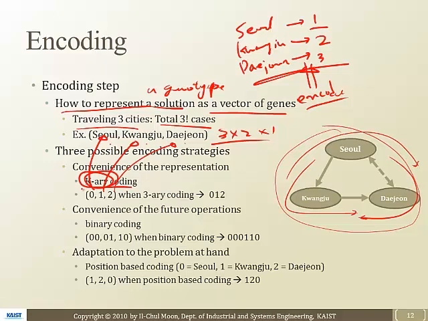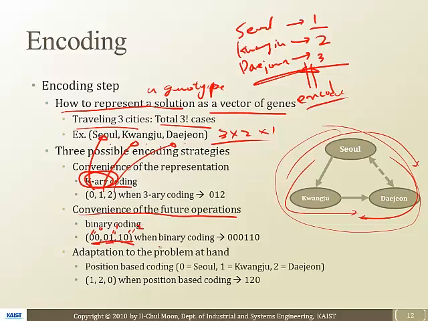Okay. And for the convenience of future operations, sometimes we can do the binary coding. So for example, we use 00, 01, and 10. Those are binary values, not decimal values. These are equal to 0, actually, these are equal to 1, and this is equal to 2, if we use binary values, not these decimal values.